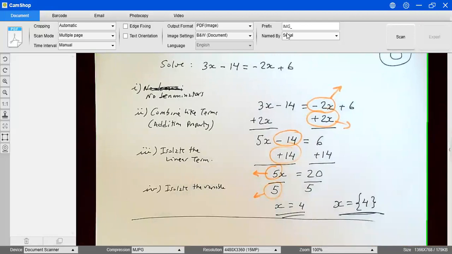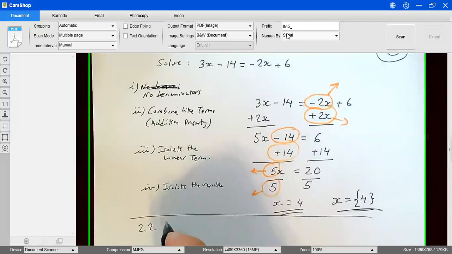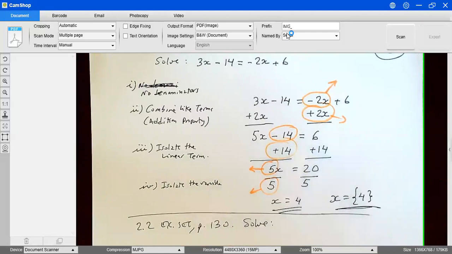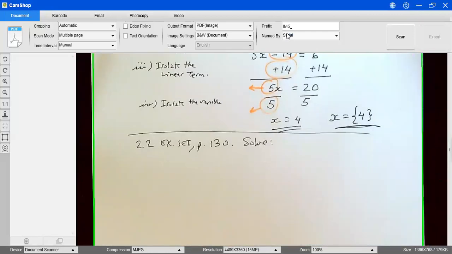So I think now it's going to be the time for you to work on more exercises to be ready for the last section that we're going to cover today. We're going to go back to the 2.2 exercise set on page 130, and you're going to solve the following exercises. There are just 8 equations to solve. You're going to at least solve 3 or 4.